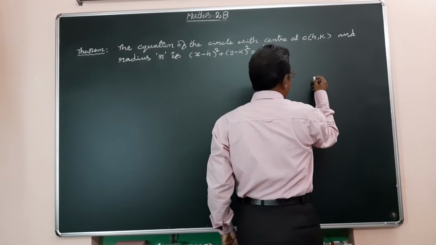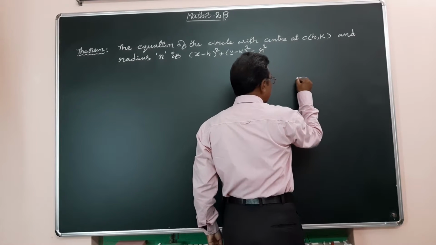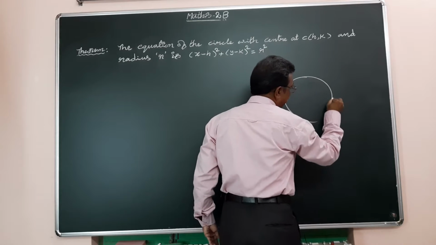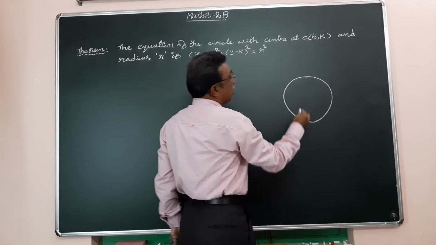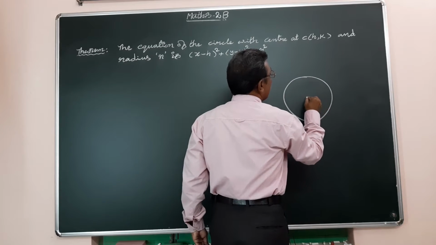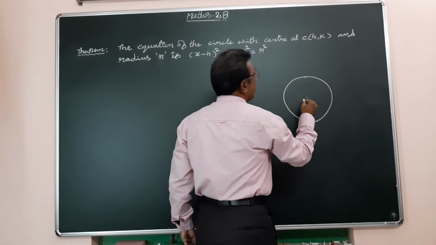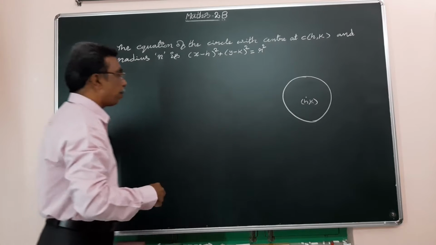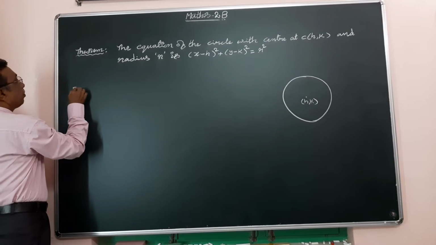So first of all, draw one circle. Now mark the center. Center is h comma k. Proof.